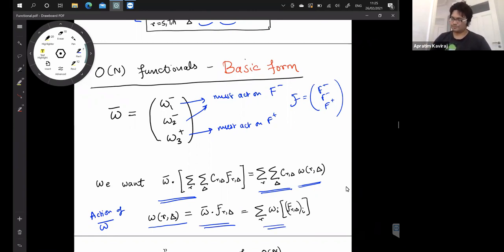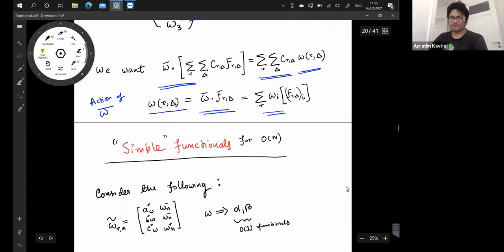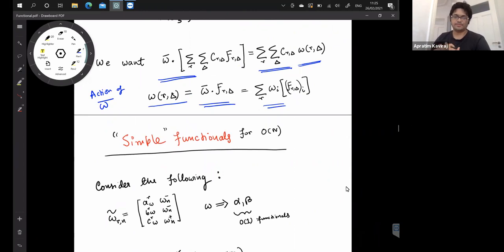So please remember that when we have omega as a function of r and delta, this is what it means. So now I present to you the first type of ON functionals, which I call simple functionals for ON.